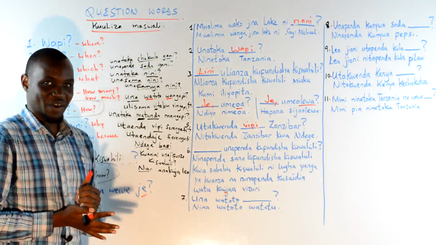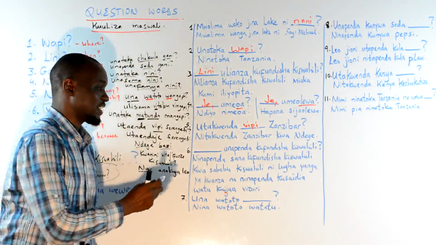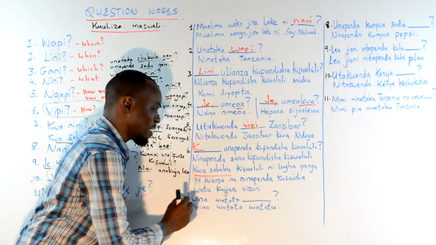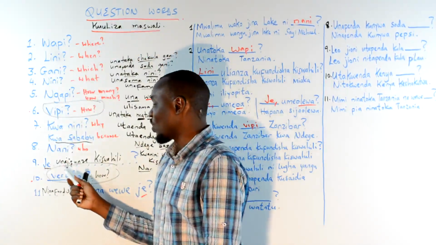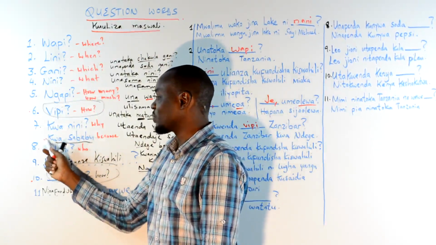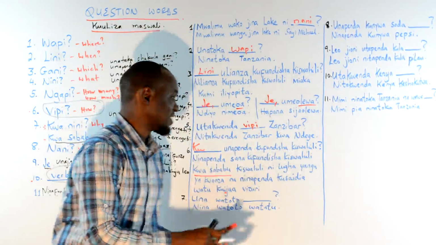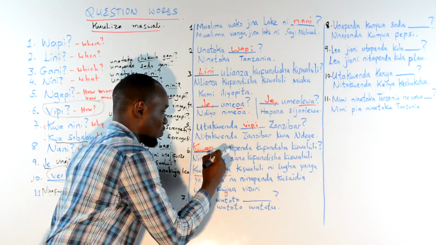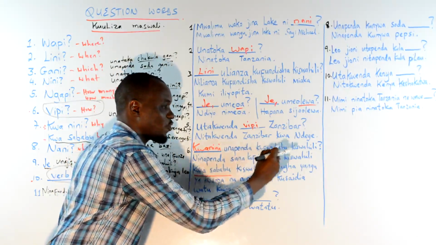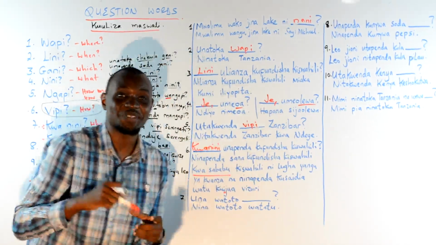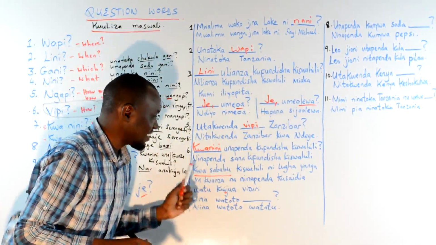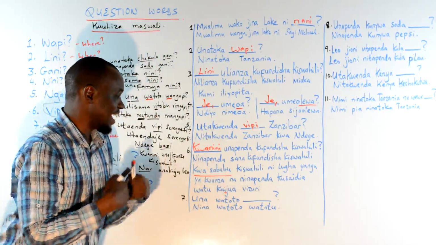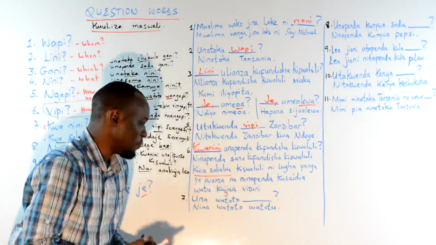So guess what will be the question here? We have kwa sababu. This kwa sababu goes with kwa nini. So the question is kwa nini? Kwa nini unapenda kufundisha Kiswahili? Why do you like to teach Swahili? I like to teach Swahili because Swahili is my first language and I like to help people to know it well.